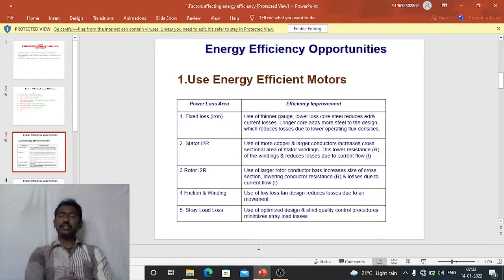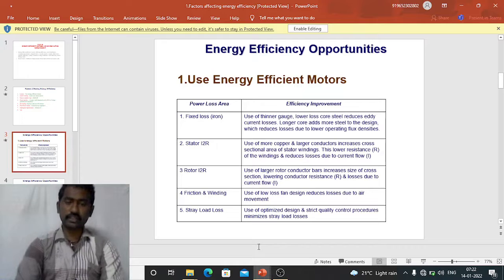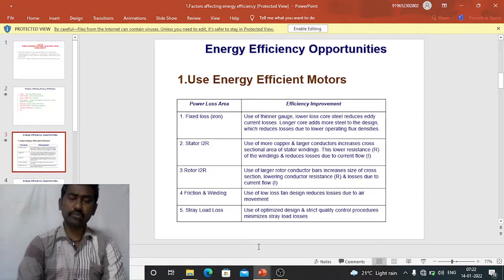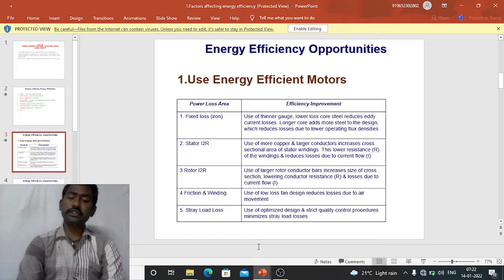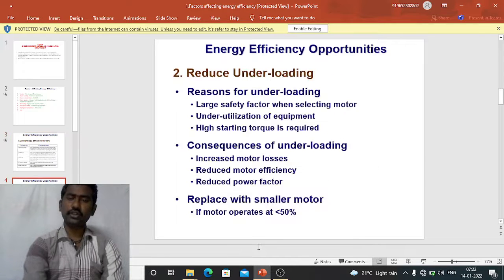And in addition to the fixed losses and variable losses, some other losses are also there. Those are nothing but friction and windage losses and stray load losses. The efficiency improvements from this point of view are, in the friction and windage losses, use of low loss fan design reduces the losses due to the air movement, and for stray load losses, use of optimized design and strict quality control procedures minimizes the stray load losses.